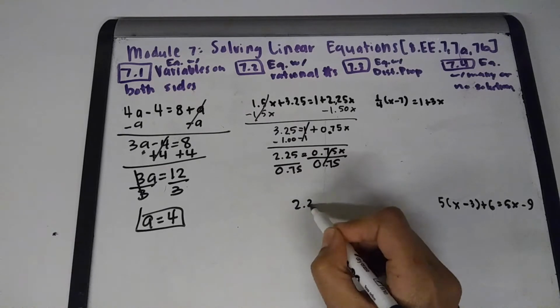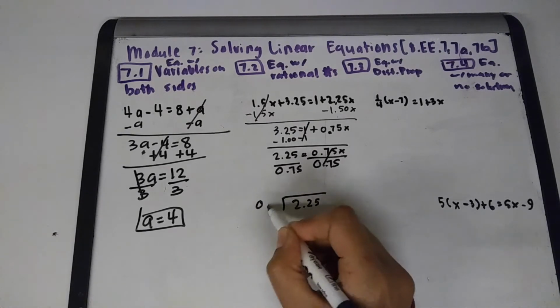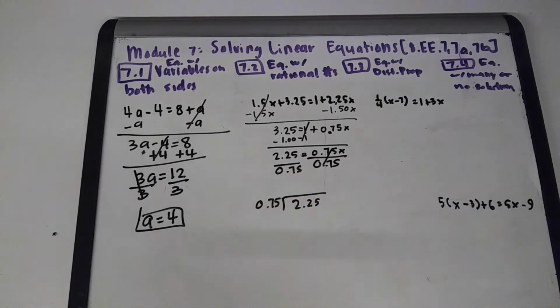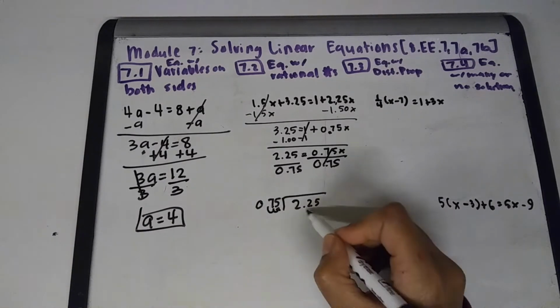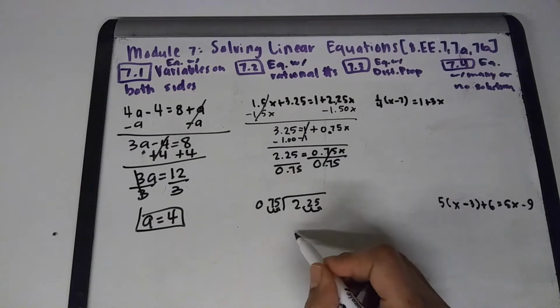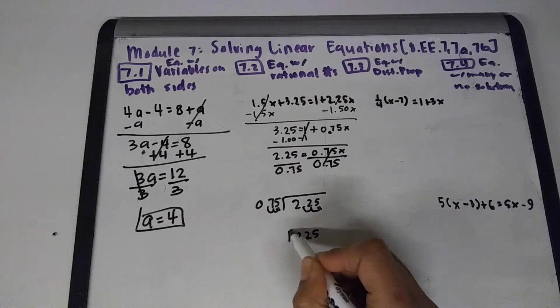So remember, first one goes in the house. Remember, I cannot have decimals as my divisor outside the house. So I'm going to move this twice to the right. What I do to the outside, I have to do to the inside. So I end up with 225 divided by 75.